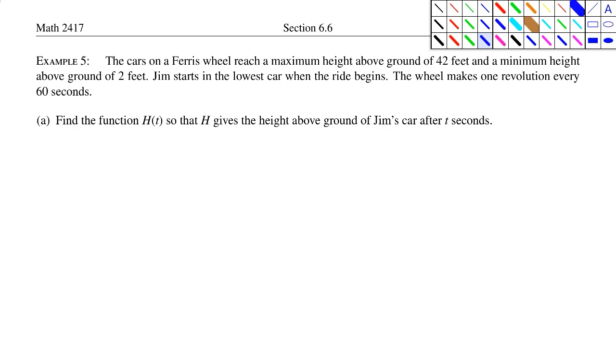Let's take a look at example 5. The cars on a Ferris wheel reach a maximum height above ground of 42 feet and a minimum height above ground of 2 feet. Jim starts at the lowest car when the ride begins. The wheel makes 1 revolution every 60 seconds. A, find the function h of t so that h gives the height above ground of Jim's car after t seconds. So let's draw a little Ferris wheel here.